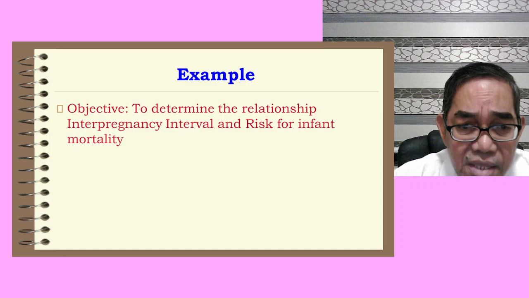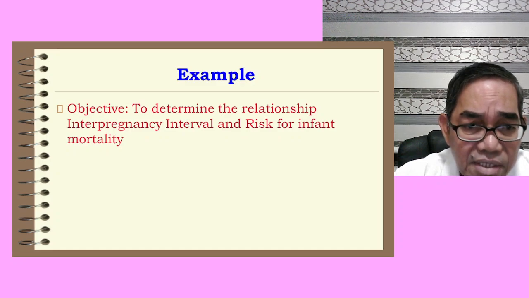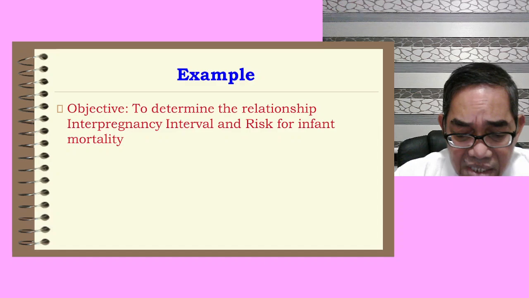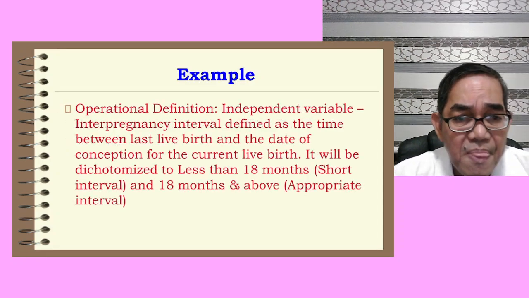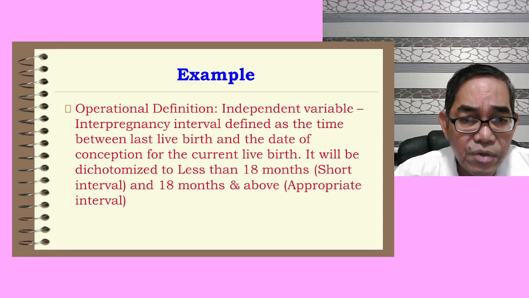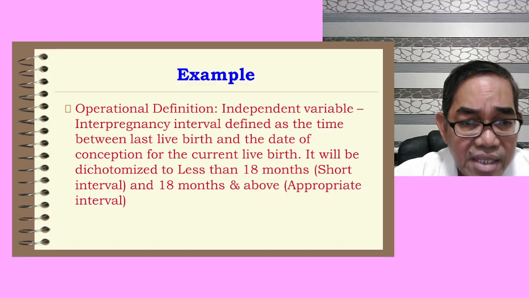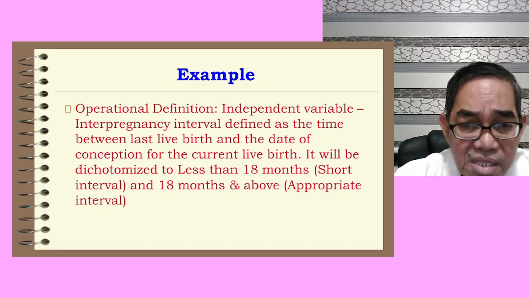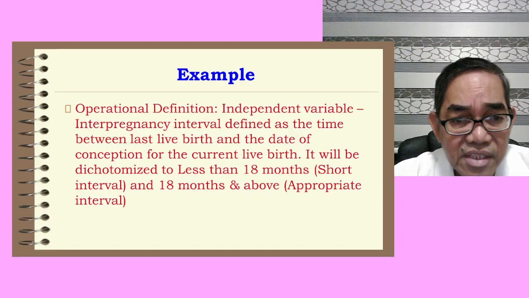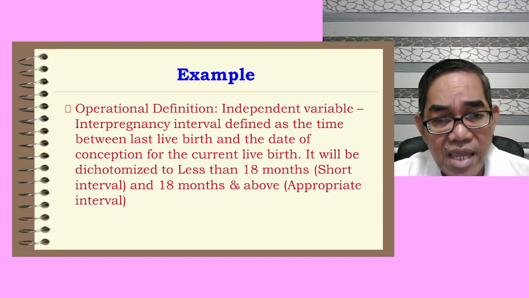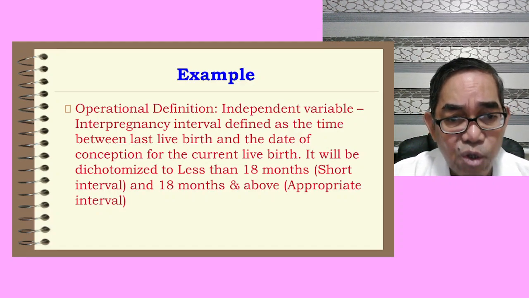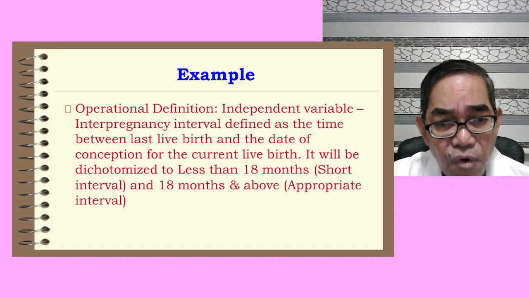Here, the independent variable is interpregnancy interval, and the risk for infant mortality is the dependent variable. So we will now look into the operational definition. The independent variable, as we said, is interpregnancy interval, defined as time between the last live birth and the date of conception for the current live birth.